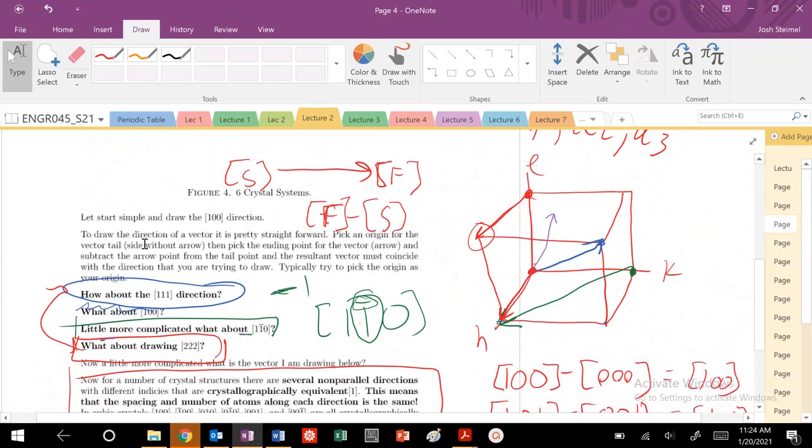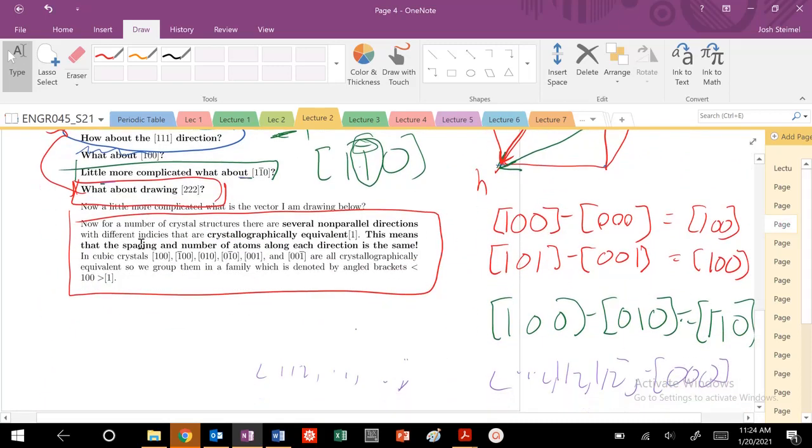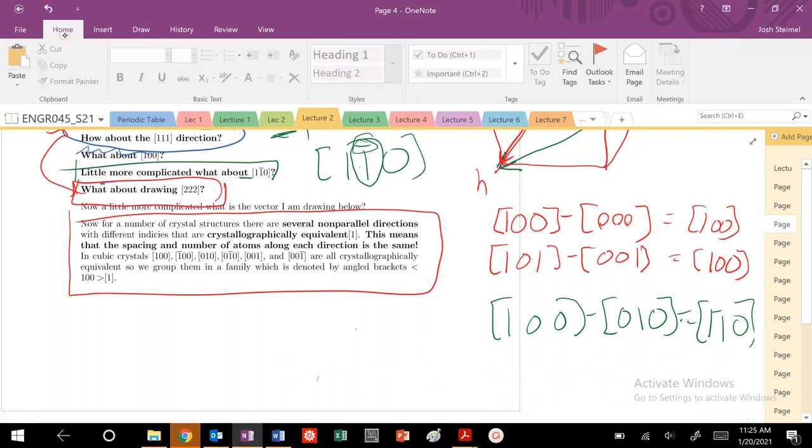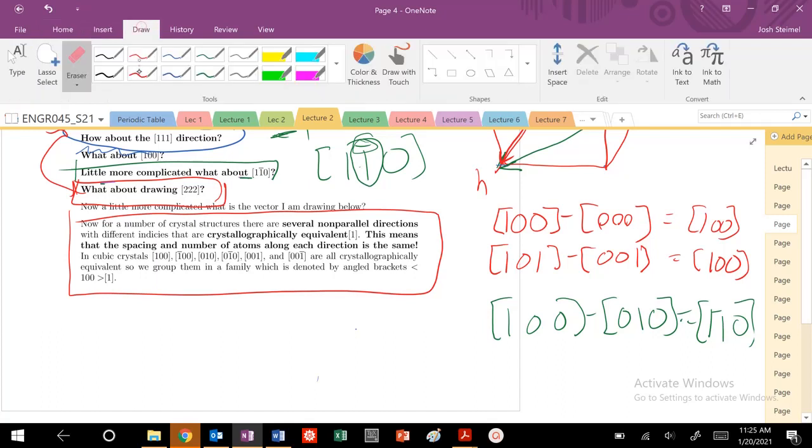Now, back to this topic that I said we're going to come back to, and I'm actually going to come back to it this time. Let's go back to this topic of crystallographically equivalent directions. This is a very, very important topic. When I say something is crystallographically equivalent, what I mean is that the spacing, the number of atoms, and the magnitude of our vector are the same.